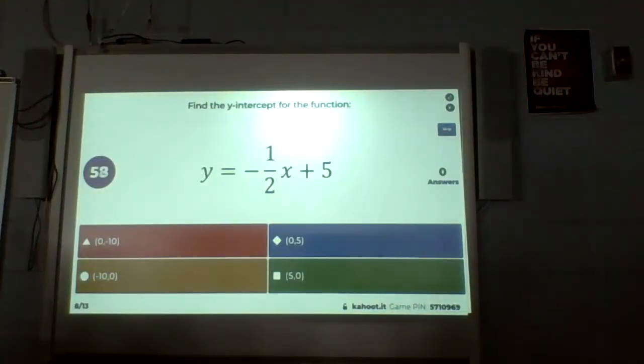The y-intercept. Think about what should equal 0 then.